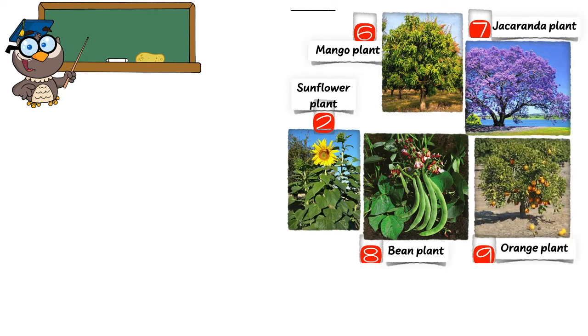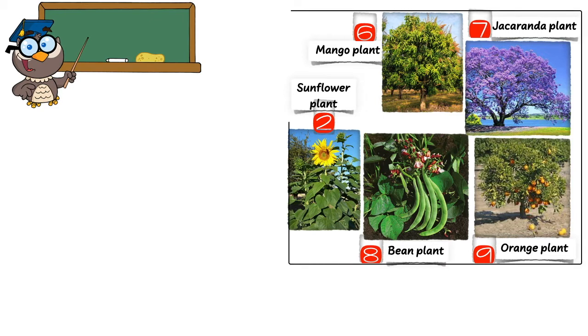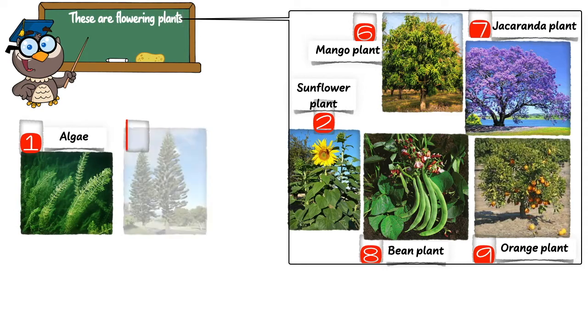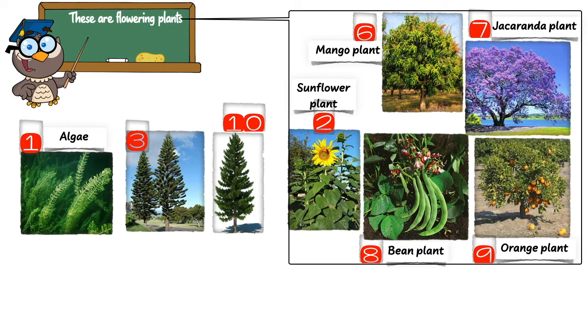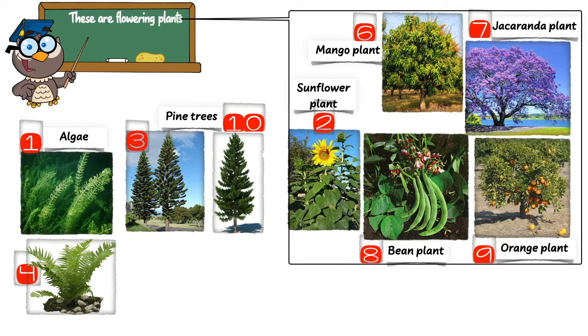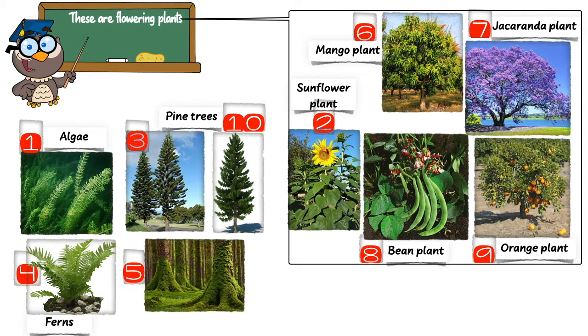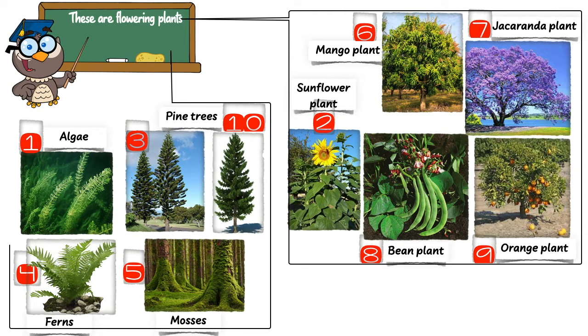Dear learner, did you get it right? Let's find out. These are flowering plants: mango tree, jacaranda tree, sunflower, bean plant, and orange tree. Learner, these are the non-flowering plants: algae, pine trees, mosses, and ferns.